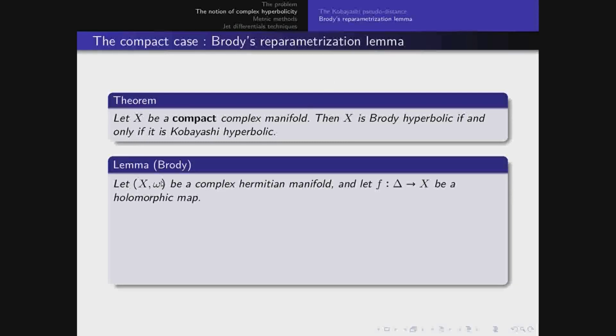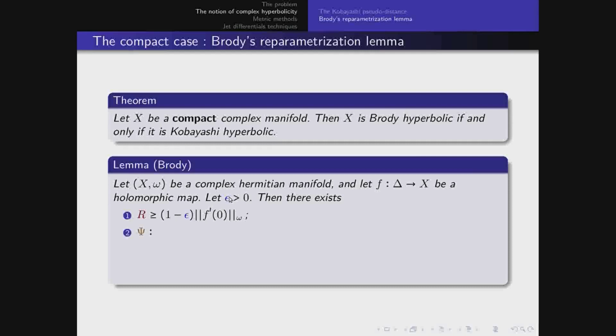So assume that you have put a Hermitian structure on your manifold, so you have a metric here, omega, which is Hermitian, and you take a holomorphic map from delta to X. Now take a small number epsilon, and this lemma tells you that there is a way to reparameterize delta in the following manner. So first you take a radius r, which is almost larger than the norm of the tangent vector of f at 0, almost being controlled by this epsilon.